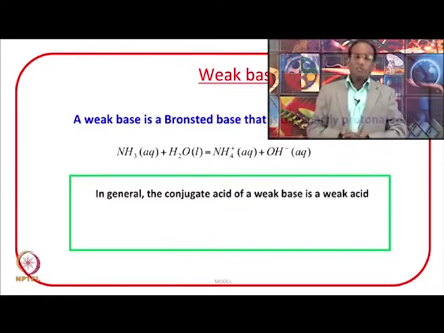Actually, when you classify these acids and bases in the Bronsted-Lowry concept, whether we talk about an acid or a conjugate acid, or whether we talk about a base or a conjugate base, an acid is an acid, a base is a base. Therefore, the classification applies to both, whether it is a strong acid or a weak acid or a conjugate acid, strong base, weak base or conjugate base.